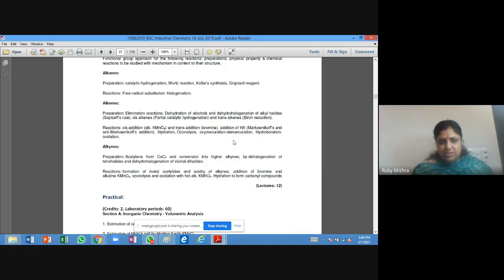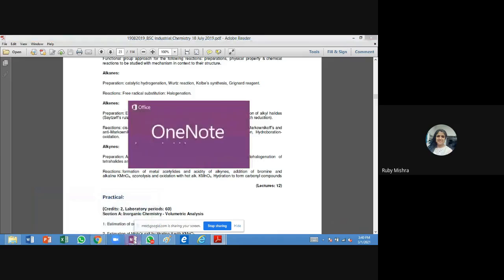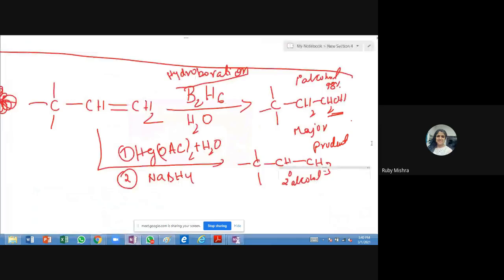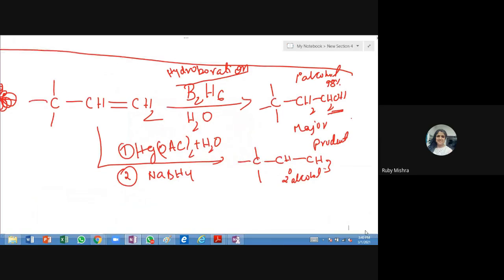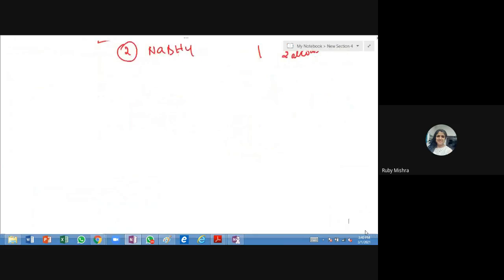Hydration we have discussed, and then we have oxymercuration and hydroboration. So let's start with the hydroboration technique. Let's go into our previous notes. Here we started with the hydration. Let's move further, and suppose we need to carry out the hydroboration.